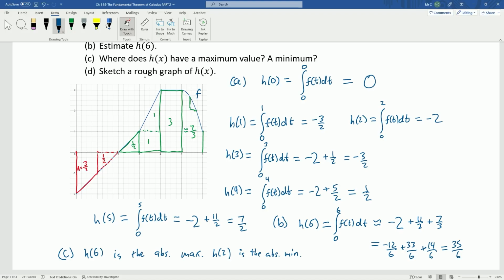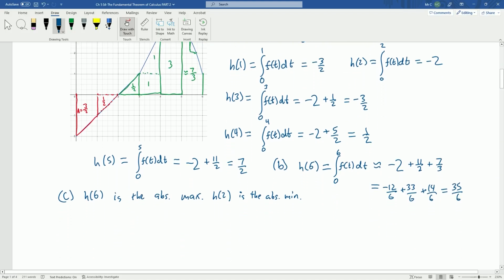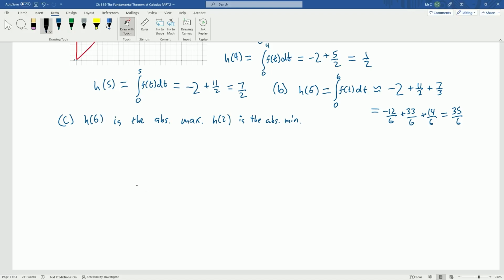And then finally, part D says sketch a rough graph of h of x. Well, our largest value for h of x is this 35 over 6, which is pretty close to 6. So our graph for h needs to go from -2, which is the smallest value, up to a +6. And then we'll just plot the points.